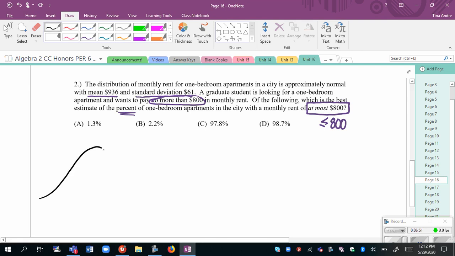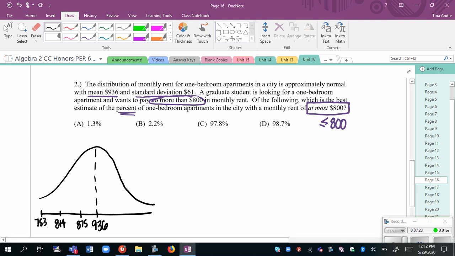So we have our normal curve. Our mean is $936. Standard deviation is 61. I want to get to 800 if possible, so I'm going to just label the left-hand side here because I want to go smaller. So I'm going to subtract off 61. So I get 875. Subtract off 61 again, you get 814. Subtract off 61 again, and we get 753.